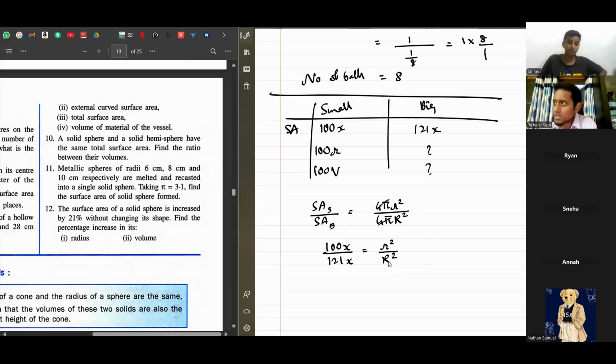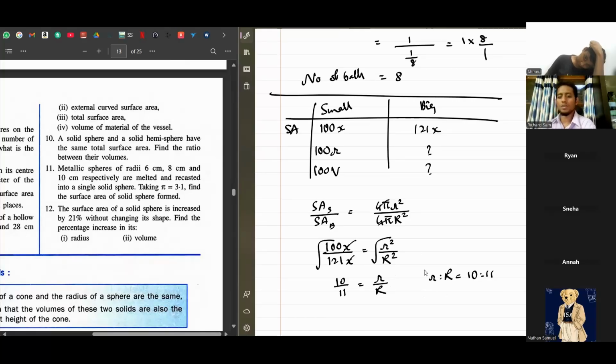To remove this square, what do we do? We'll square root both sides. Here x and x also will get cut off. So square root both sides and we get 10 upon 11 is equal to small r upon capital R. Okay, so what we got is a ratio between small r to capital R. 10 is to 11. We're going to use this now for all other calculations. Is that clear, everyone, first? Okay, write down this first and then we will find the percentage increase in radius and volume.